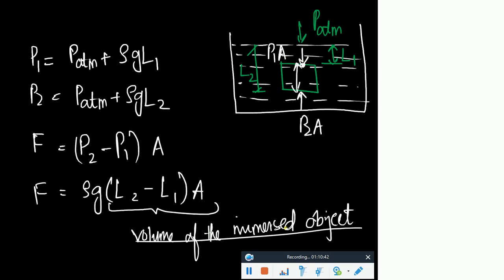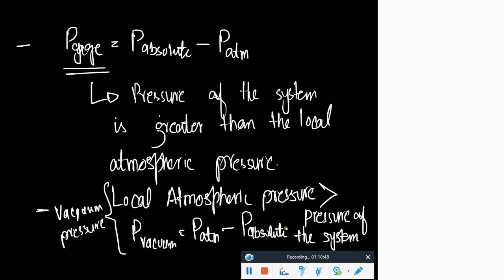By the way, those derivations are given in your book. You can just see it. It's a small thing. You are done with that? Okay, so whenever you describe pressure, you should be able to understand whether it's an absolute pressure or a gauge pressure.